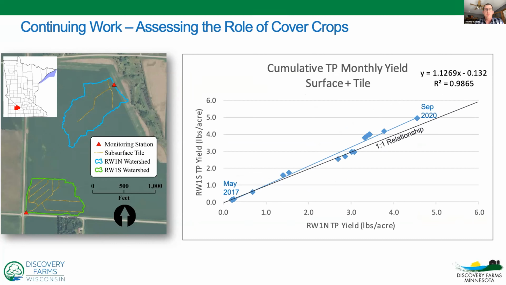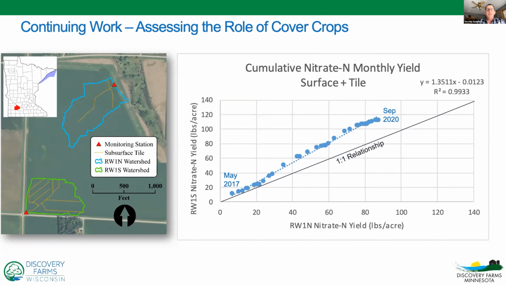Phosphorus losses have been relatively similar between the two basins. It really lines up closely on that one-to-one relationship. And then nitrogen looks more closely related to the total flow and runoff, where we see a bit more on the south site than we do on the north site.